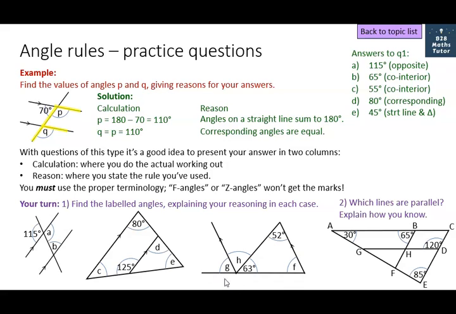On this one, we'll start with F. Again, angles in a triangle. 63 plus 52 is 115. So to make the angles in the triangle up to 180, we need another 65 degrees. So F must be 65 degrees.